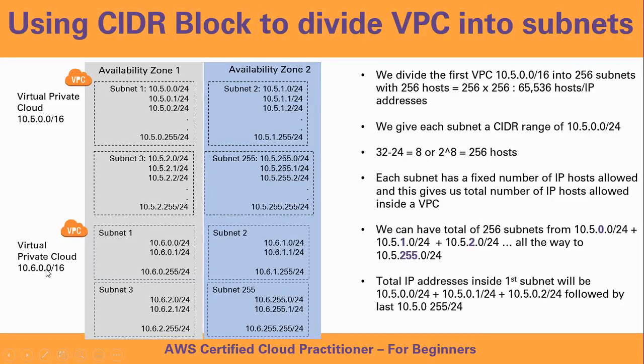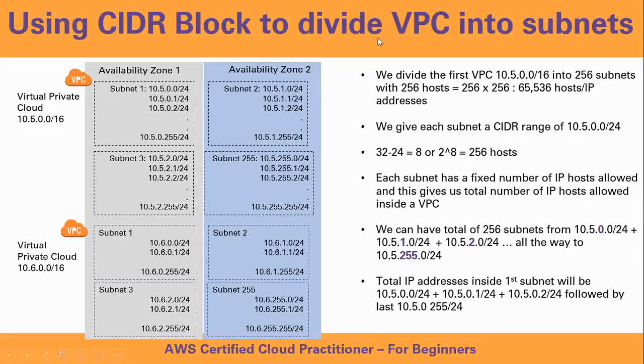Similarly, VPC 2 would also be divided in a similar fashion. I use the prefix 16 to denote that this should have 65,536 hosts. So it's divided into up to 256 subnets, starting from 1, 2, 3, all the way to the 256th, which is numbered 255, because subnet 1 starts with 0. So each VPC has 256 subnets, and each subnet has 256 IP addresses, which results in 65,536 hosts.